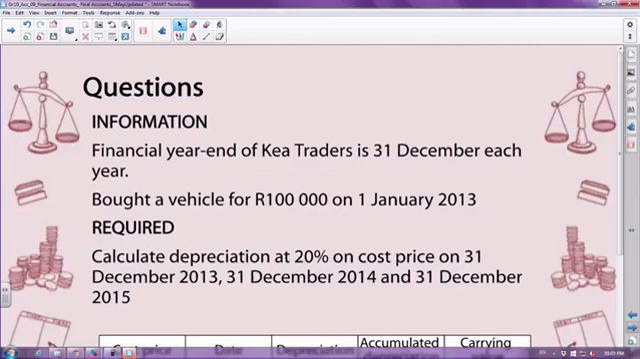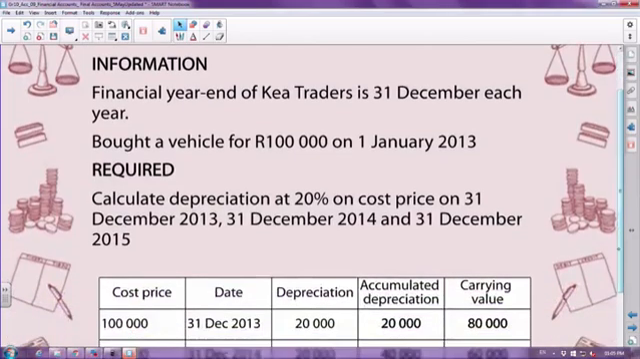Now, I'm going to give you information. Let's go and look at a depreciation example. The financial year end of Kia Traders is 31 December each year. Now, you bought a vehicle for 100,000 Rand on the 1st of January 2013. So as you can see, your financial year runs from January to 31 December. And let's look at this 12 months.